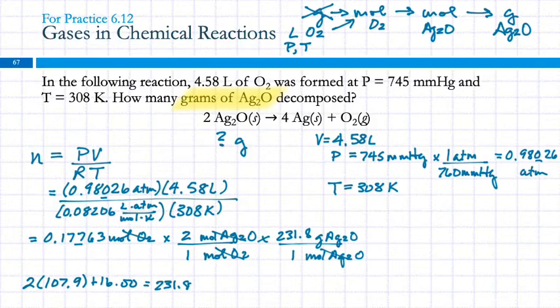So now I take my moles, 0.17763 times 2 times 231.8, 41.175 grams, 41.2 grams. You got something else? Did you divide by 2? I forgot the 2. I forgot the 2. Yeah, it's 82.